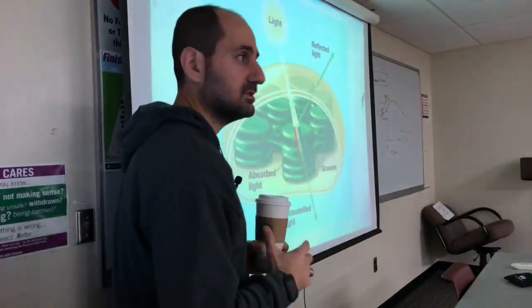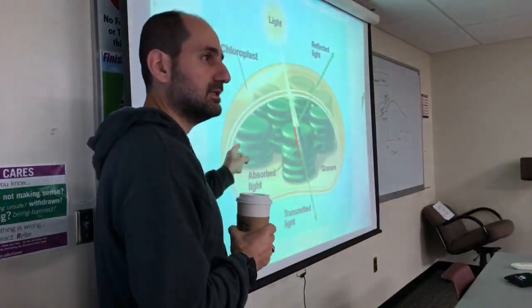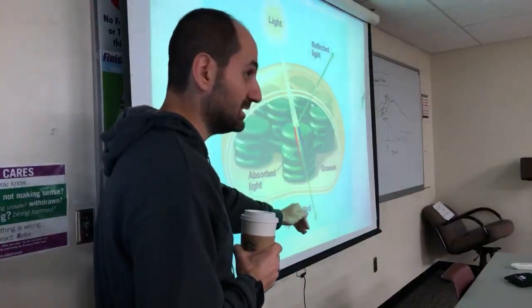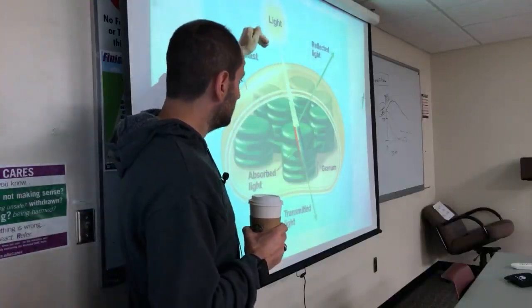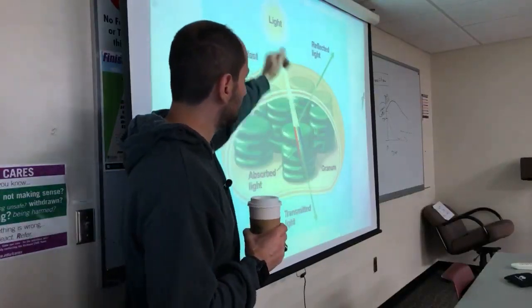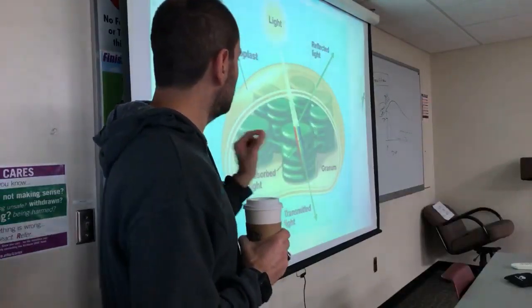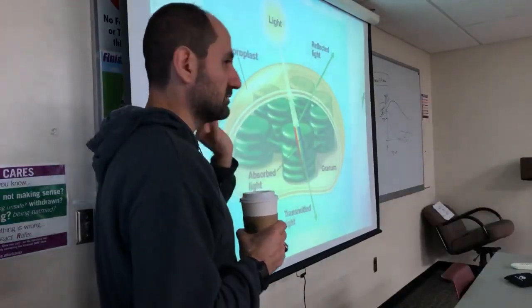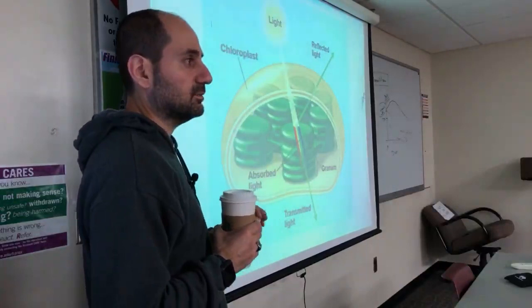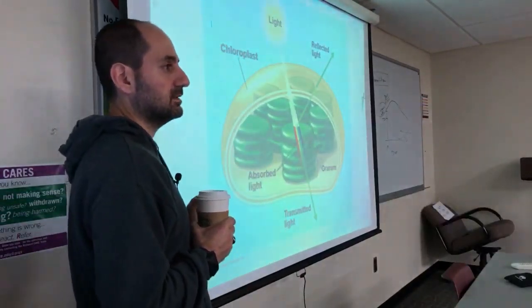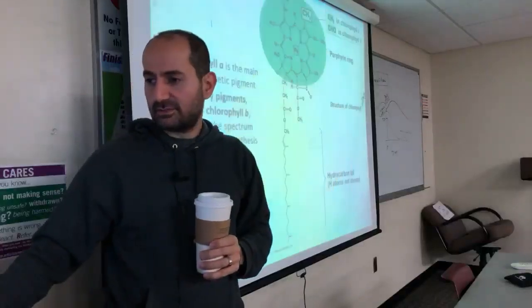And remember, do the pigments absorb green light? No, they bounce back. The color you see means it was transmitted. Transmitted means the color goes right through, or reflected, which means bounces right off, right? So what you should know is green light is transmitted or reflected. Green light is not absorbed. Okay? That's a good thing to know.